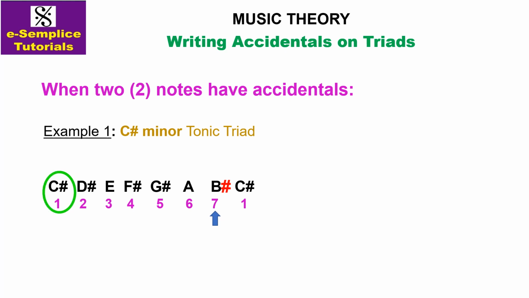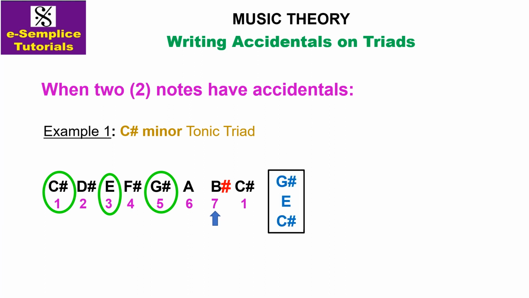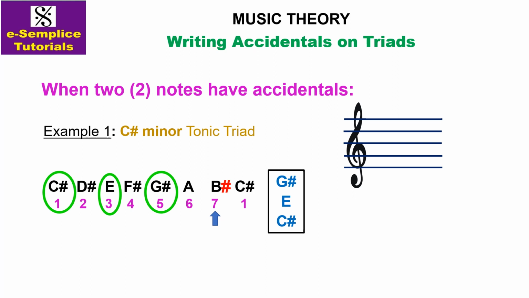Now we are writing the tonic triad, so we have the tonic, the third above the tonic, the fifth above the tonic. As usual, stack them the way it will appear on the staff. So you have C sharp as the tonic, E as the third, G sharp as the fifth. Now let's engage a staff and let's write this on it. C sharp first, E second, G sharp third.